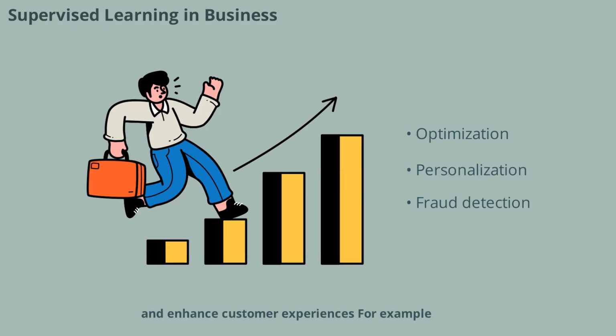Businesses use supervised learning to optimize operations, personalize marketing, and enhance customer experiences. For example, recommendation systems suggest products based on past purchases, while fraud detection models identify suspicious transactions. These applications drive efficiency and competitive advantage.